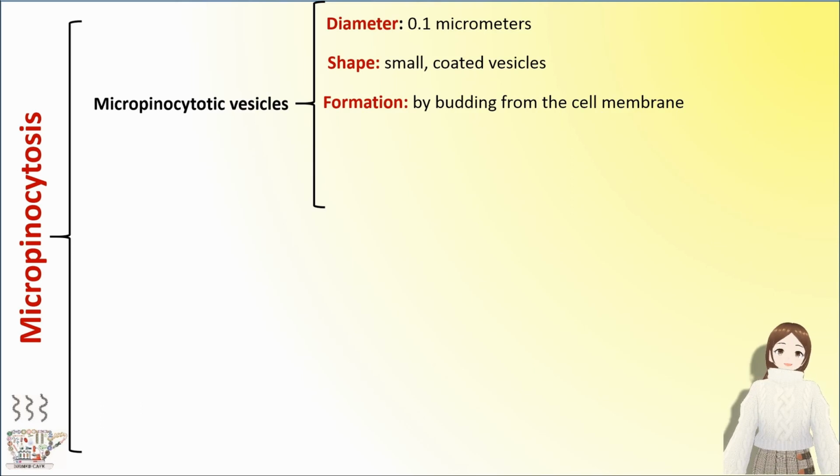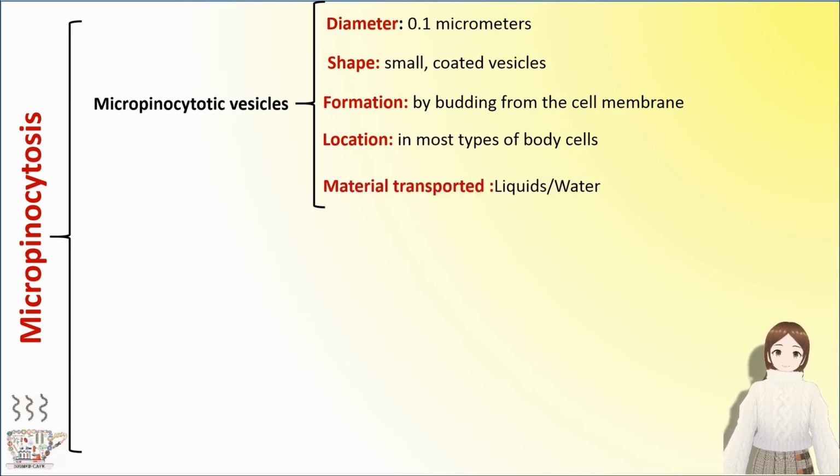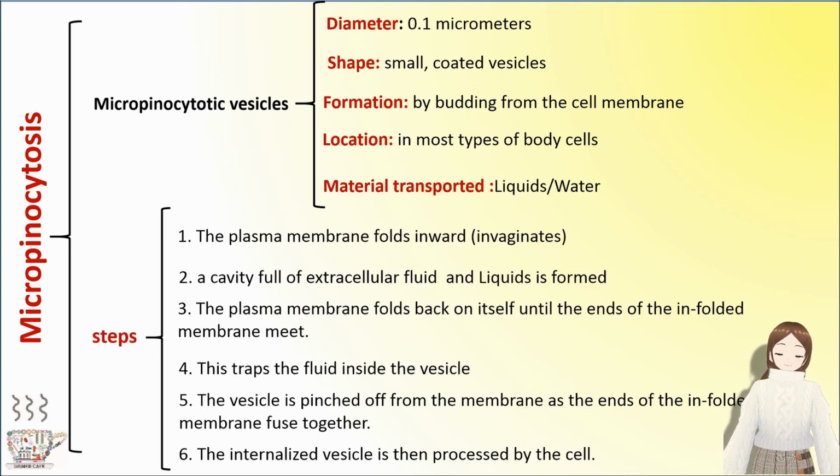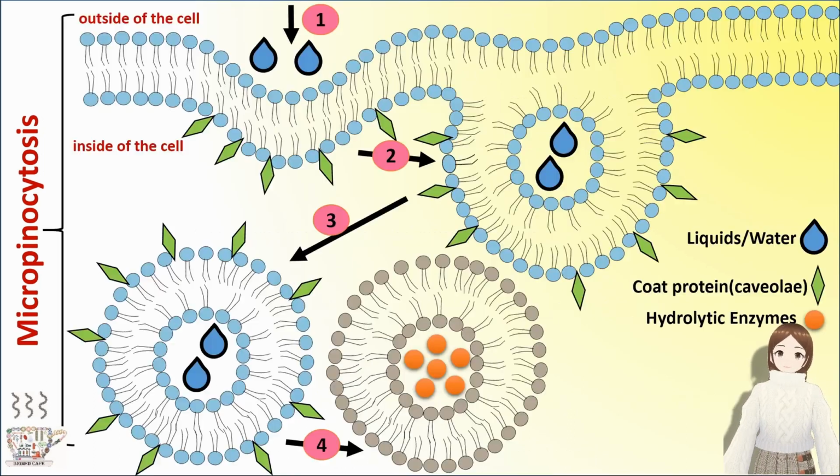They form by budding from the cell membrane, and they are located in most types of body cells. Material transported by micropinocytosis are liquids and water. The steps of micropinocytosis are like the endocytosis. You can see here the steps of micropinocytosis.